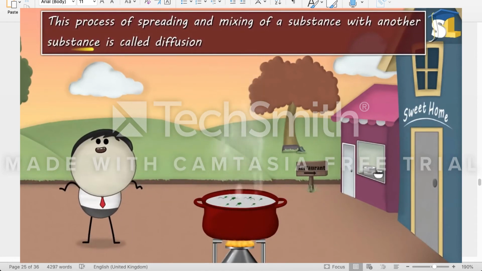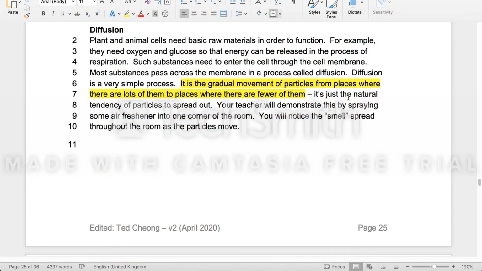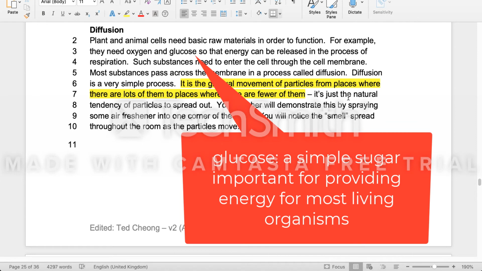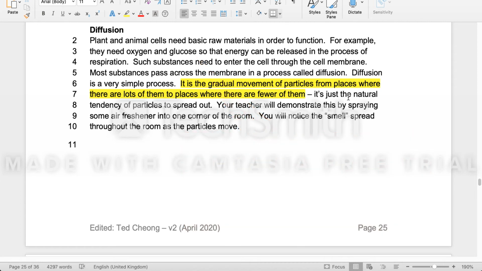All right, so let's go into this. Plant and animal cells need basic raw materials in order to function. Makes sense. For example, they need oxygen and glucose, glucose being another term for sugar. And sugar, the same way we process sugar, is energy. So that energy can be released in the process of respiration. It's very important to know here that every cell in the plant needs oxygen and glucose in order to survive. So just know that glucose is a very, very important thing that every living organism needs, especially plants and animals.